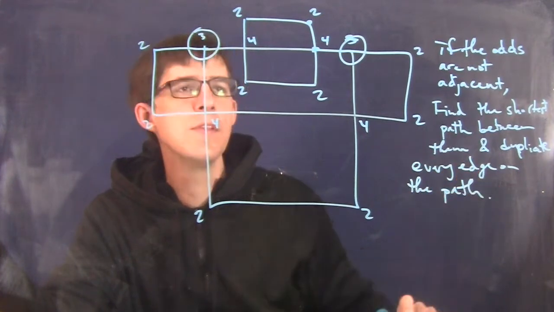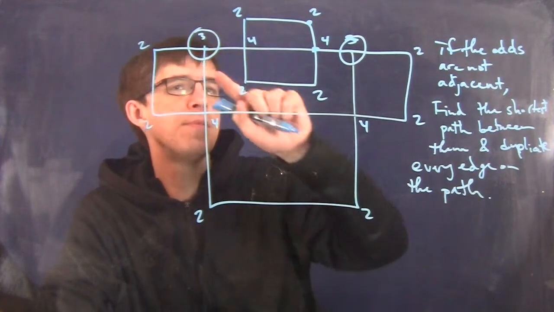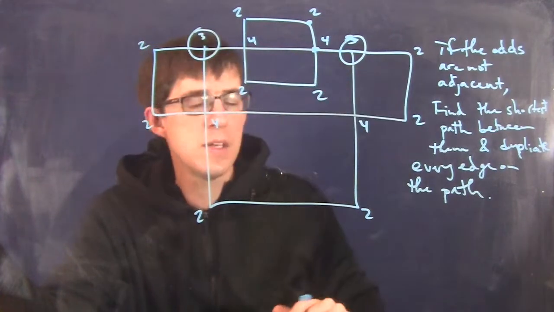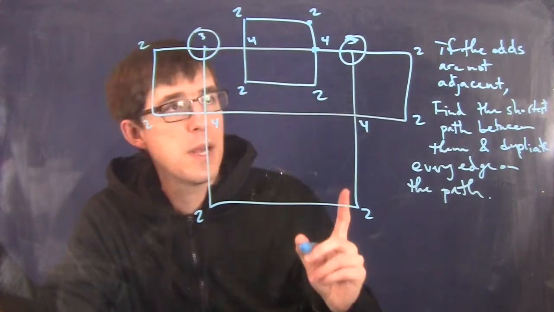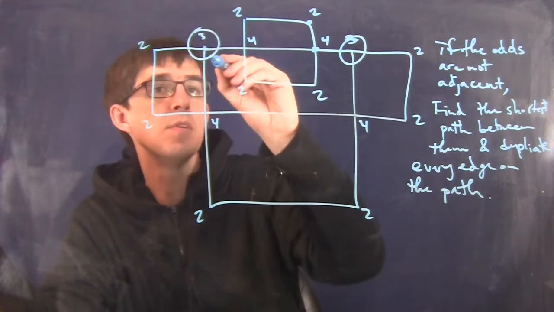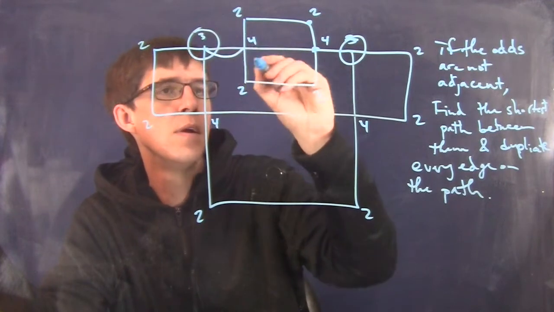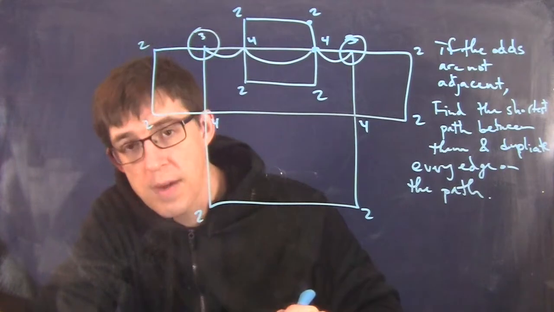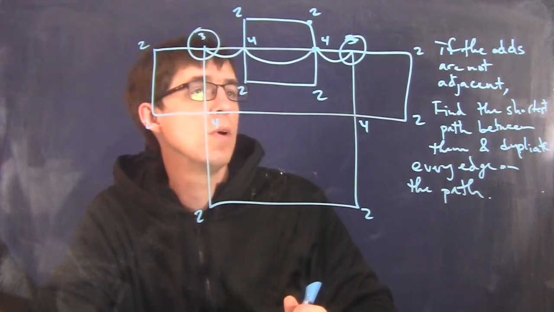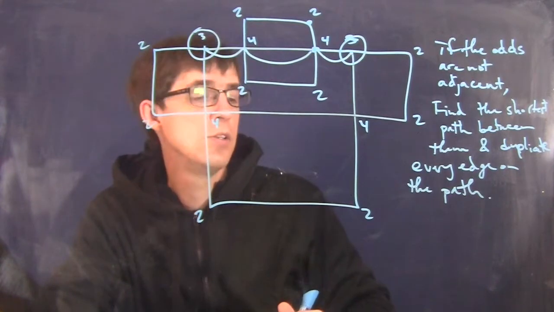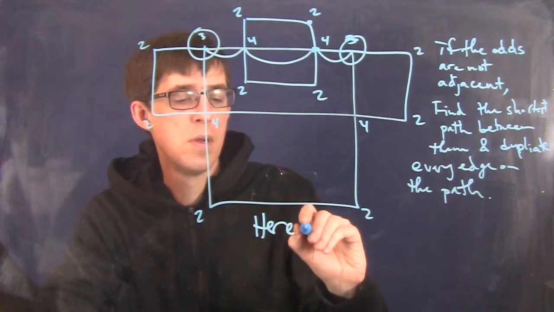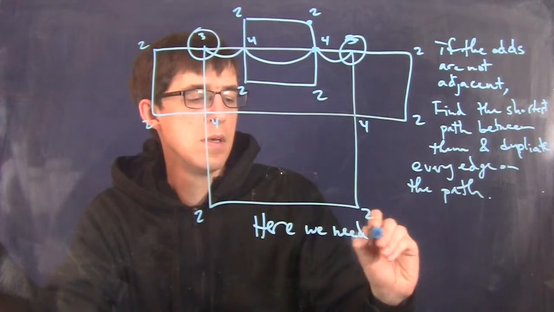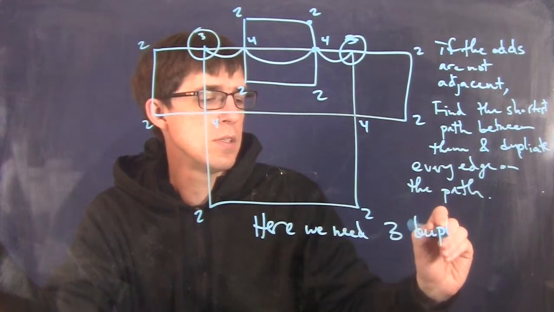Alright, so in this case, the shortest path between them would just go from this 3 straight across to that 3, and I have to duplicate all of those edges. There are 3 of them. So I'm going to duplicate here, and here, and here. Alright, so in this graph, a minimum duplication circuit will require 3 duplications. So here, we need 3 duplications.